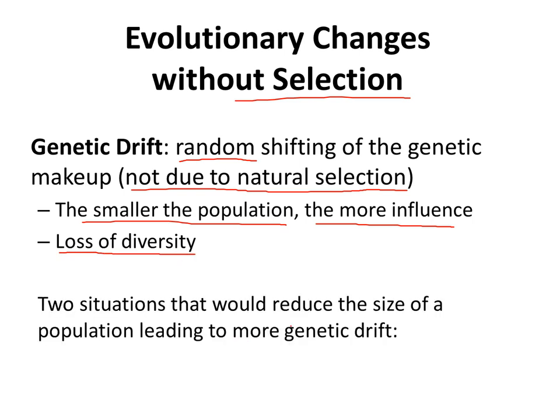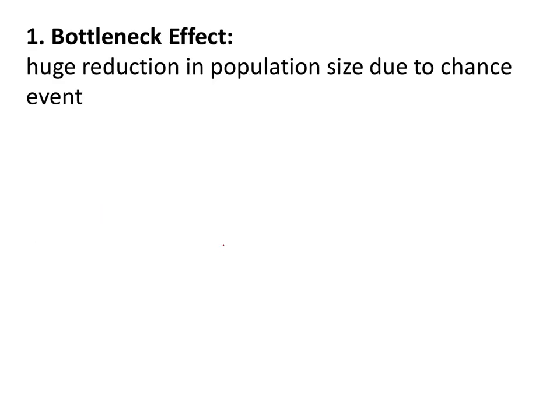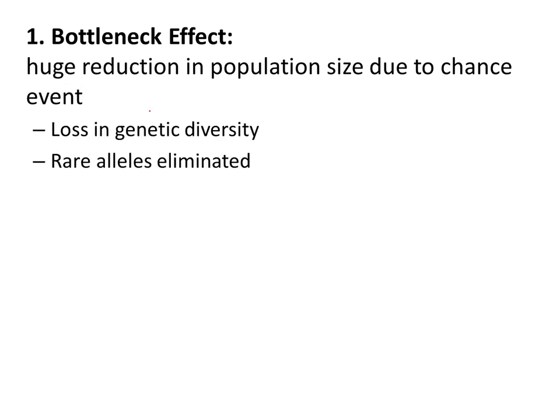There are two main things that we're going to look at that can cause this to happen, that would lead to a reduction in the size of the population, which would make for a smaller population, which would make for a greater genetic drift. First one is referred to as the bottleneck effect, and they're kind of similar, the two of them. But this is a huge reduction in population due to a chance event, and this will again lead to a loss in genetic diversity. The smaller the population, the less genetic diversity there must be within that population, because if you lose some individuals within a diverse population, you're going to lose some of those traits. So any rare alleles are going to become less prevalent or eliminated.